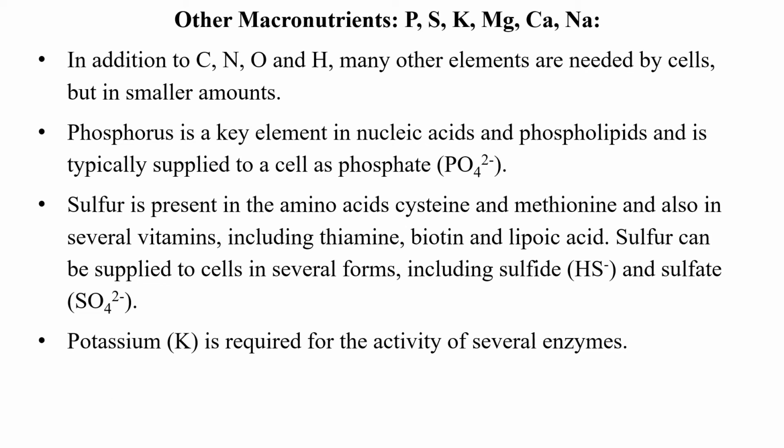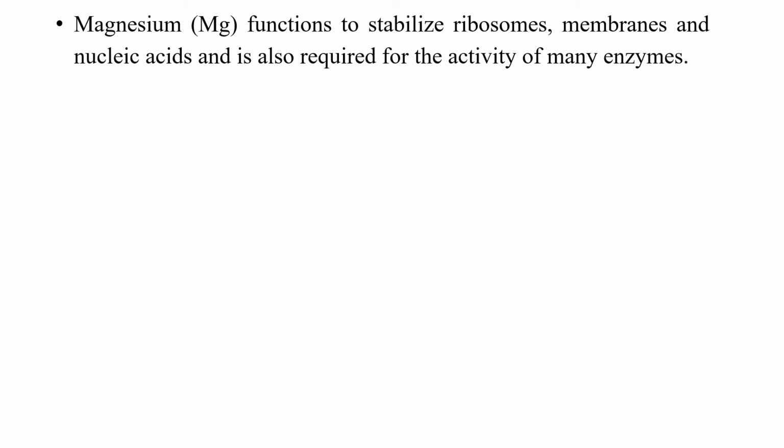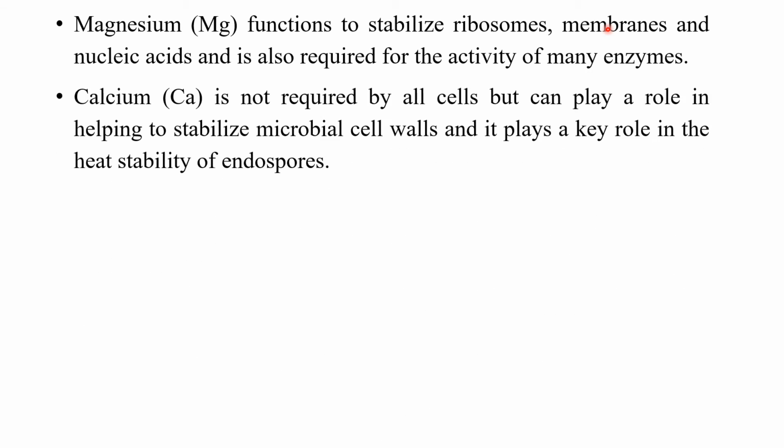Next one is potassium. Potassium is required for the activity of different enzymes. Next is magnesium. Magnesium is used to stabilize the ribosomes, which are mainly involved in the protein synthesis process, and in stabilization of the membrane and nucleic acid. These magnesium ions play an important role. In addition to that, for the activity of certain enzymes, magnesium is required.